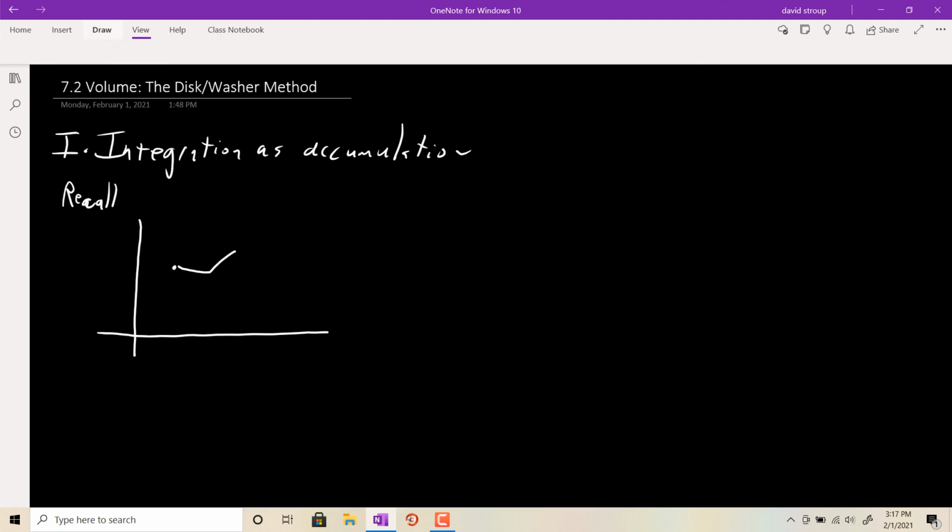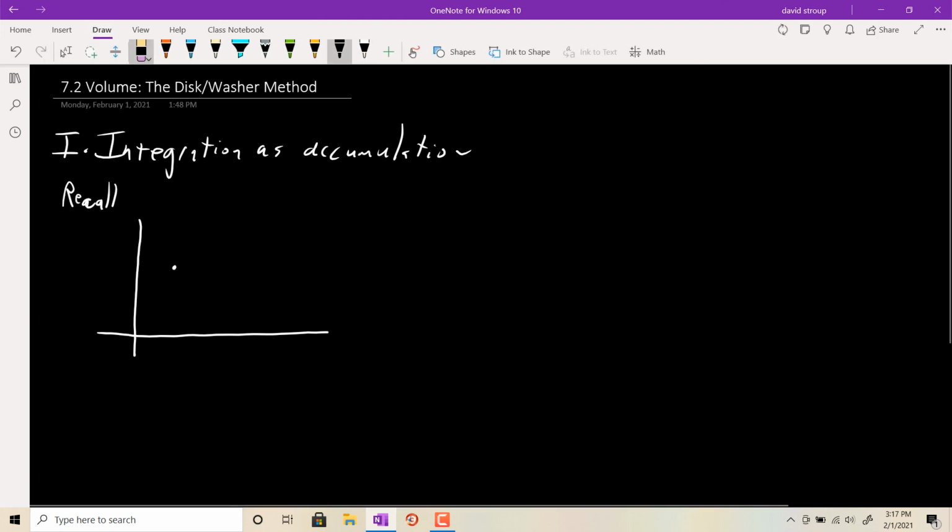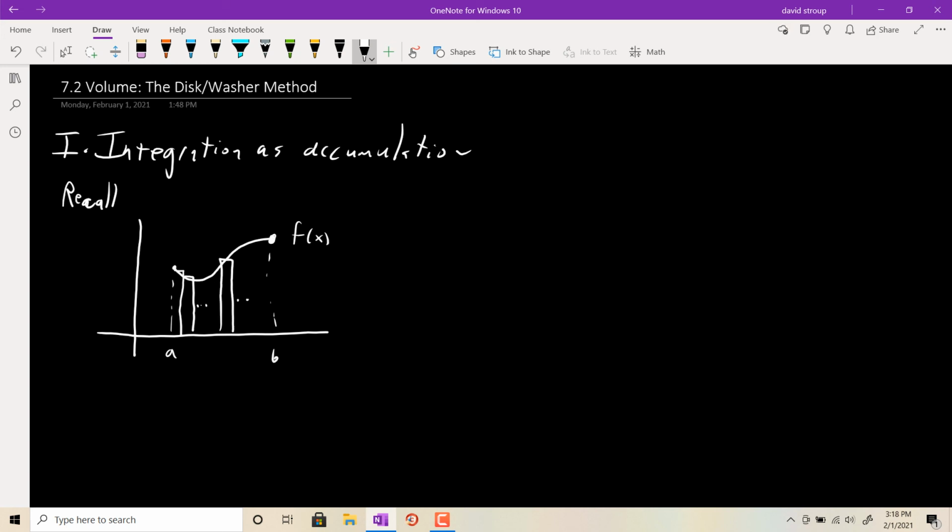That was a terrible curve. Let me redraw that. So something like this is our curve, called f of x, and we're going from some point A to some point B. The Riemann sum will add up a bunch of areas of rectangles. So maybe we have some rectangles here, and an arbitrary rectangle right here, and then all the way to the end. Our goal is to get the area underneath that curve.